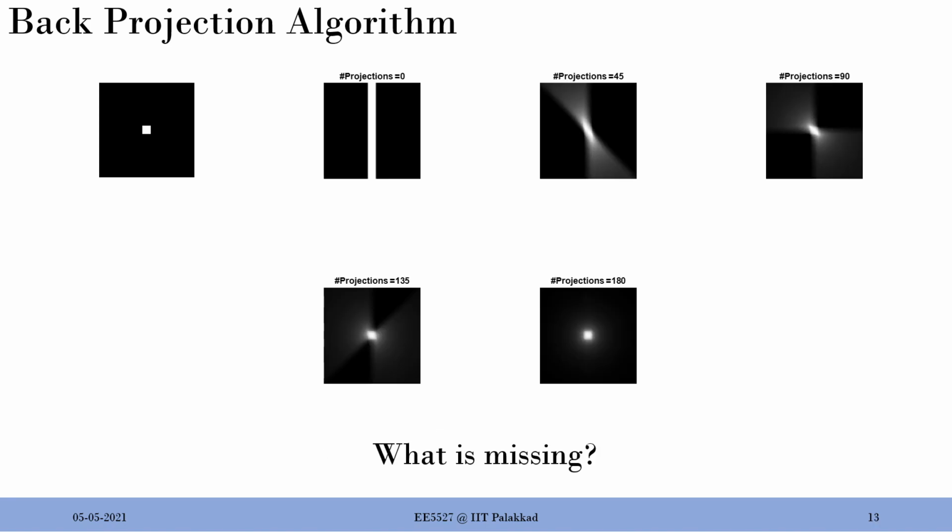Similarly, I have another example where this is the original image, and if I do projections up to almost 180 degrees, I am able to reconstruct, but still these two are not similar. There is something missing, and that missing part you are already aware of. What is it?